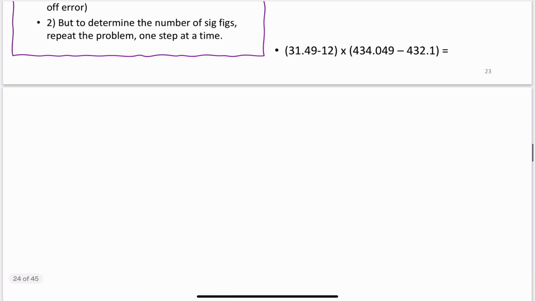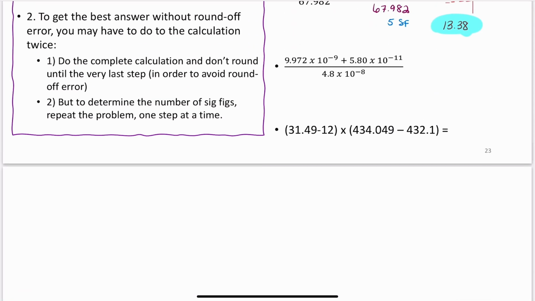I'm going to add an extra piece of paper here so that I can write this for you. Okay. Next example, 9.972 times 10 to the negative 9 plus 5.8 times 10 to the negative 11, divided by 4.8 times 10 to the negative 8.